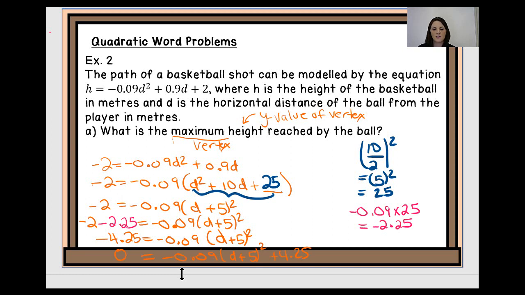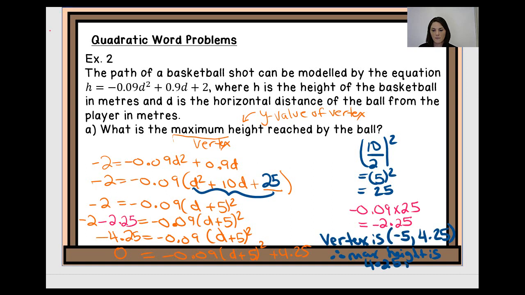Okay, so this shows us that our vertex is negative 5, comma, 4.25. So we're looking for the y value of the vertex, and so the y value of the vertex is the 4.25. So the maximum height reached by the ball would be 4.25 meters. Okay, let's go ahead and look at example B.